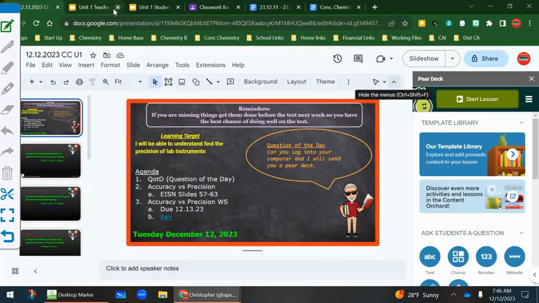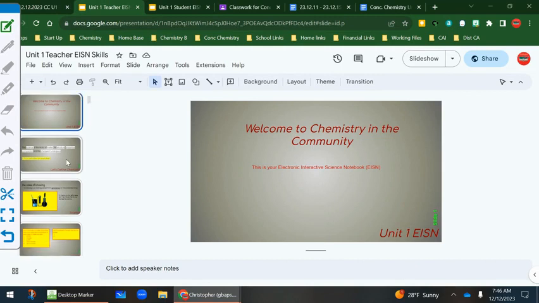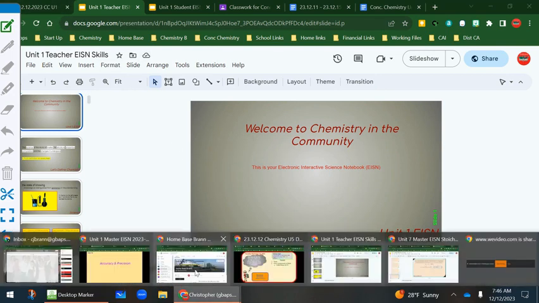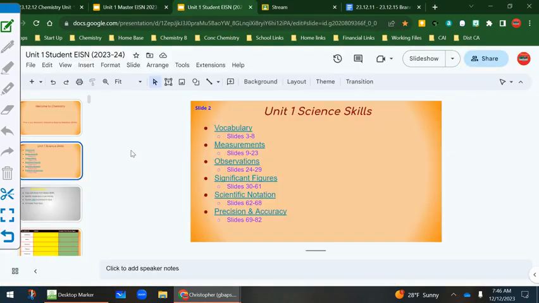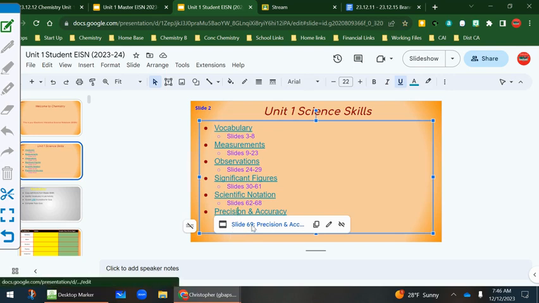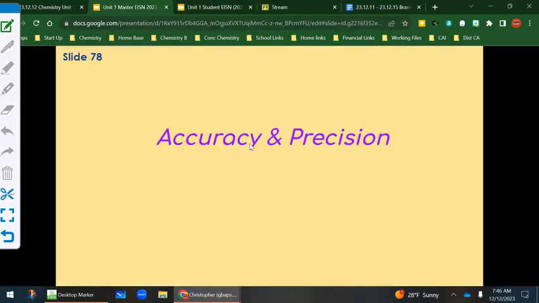That's good to go. Now what I need you to do is I need you to take and open your EISN, ladies and gentlemen, and get to... Wait. Sorry, I'm in the wrong one here. There you guys are. Get to slide on accuracy and precision. I know it isn't slide 78 in yours. It is slide 69 in yours, ladies and gentlemen. If you go on to slide 2 and you click this link, it'll take you right there for us, ladies and gentlemen. So that is where you want to be.